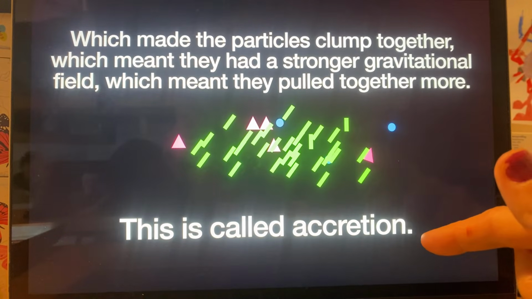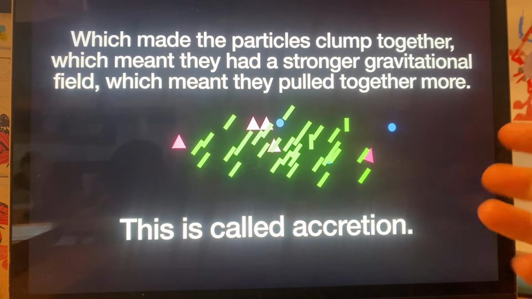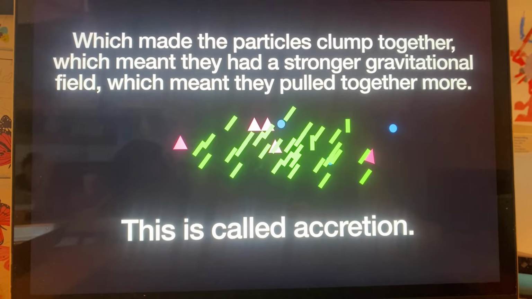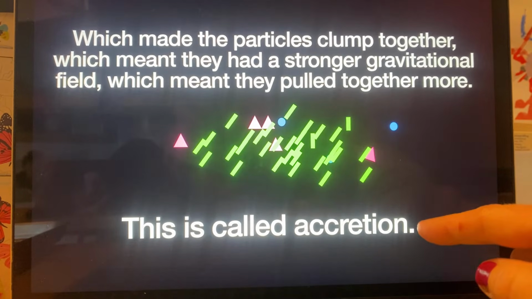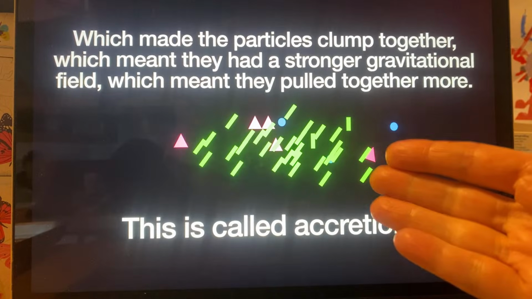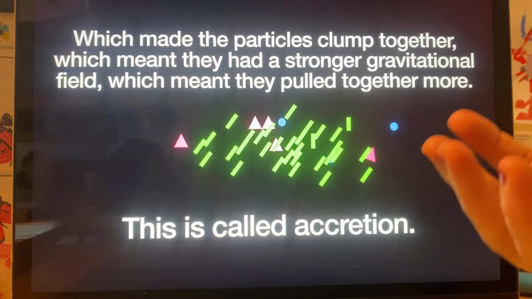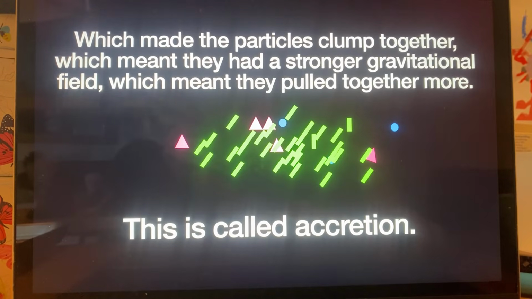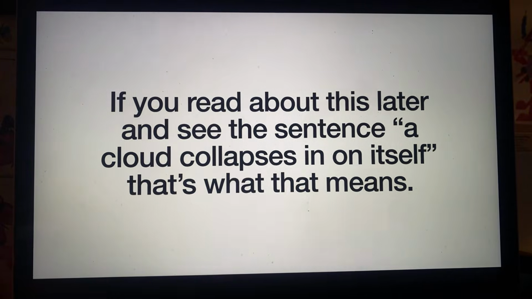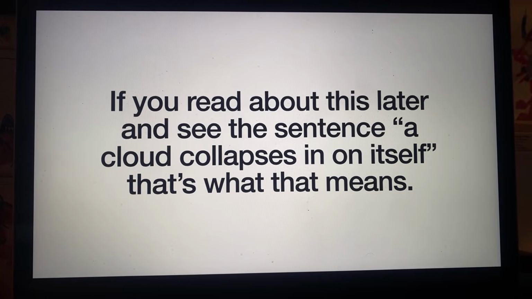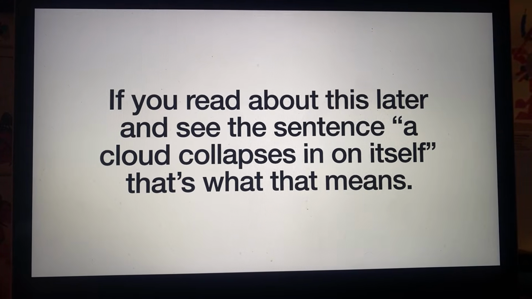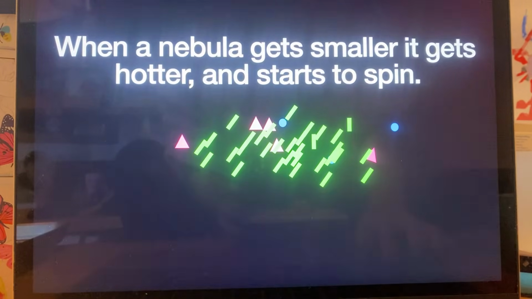This is called accretion, by the way. Accretion, stuff sort of coming together. That's an important word. I might ask you to use that later. Accretion, stuff coming together. In this case, tiny particles of gas like hydrogen and helium in space coming together because they have mass, so they have gravity. If you read stuff to do with astronomy and you see things like a cloud collapses in on itself, that is what this means. The particles have got gravitational fields around them, so they all start pulling together.